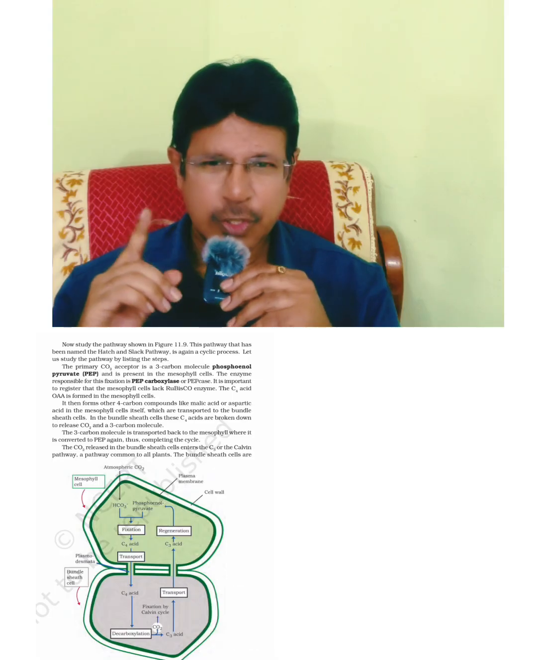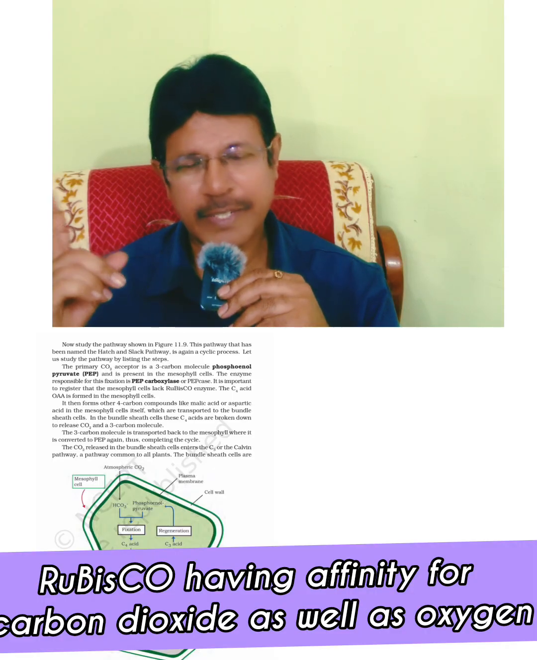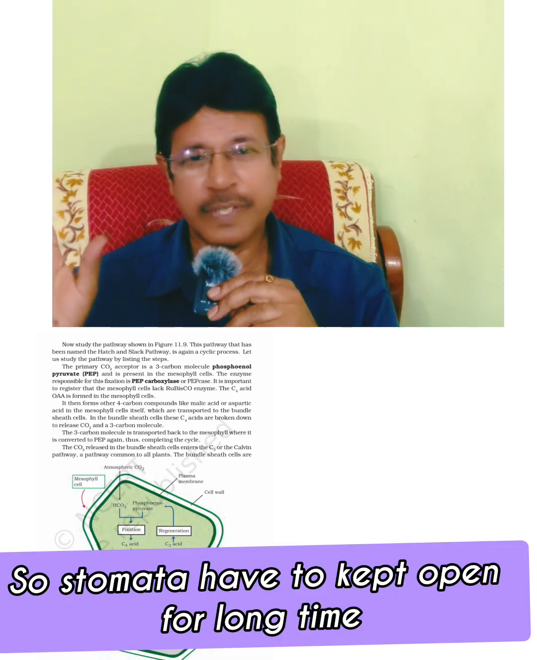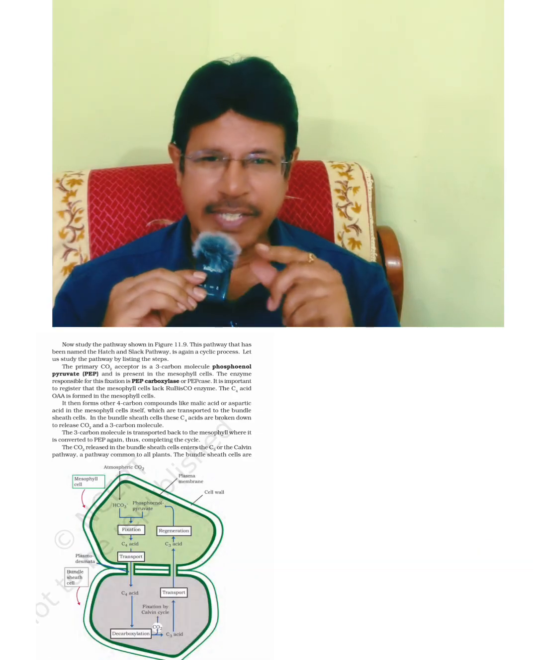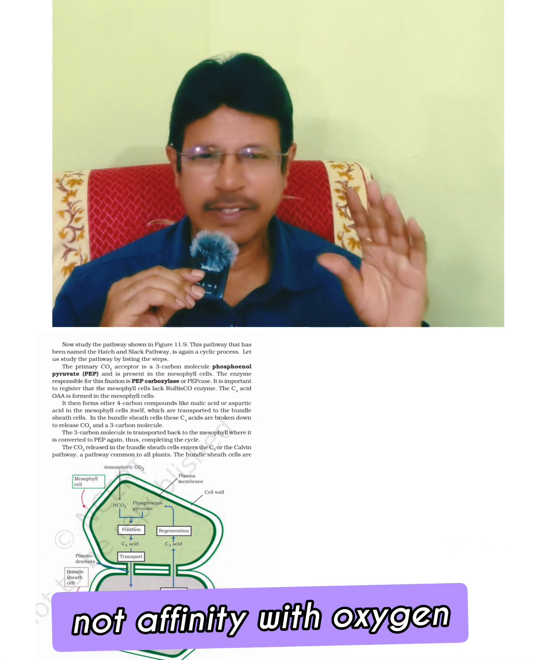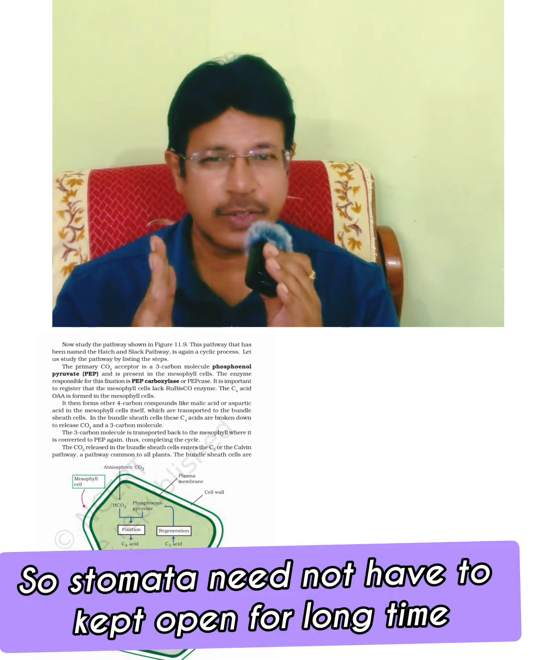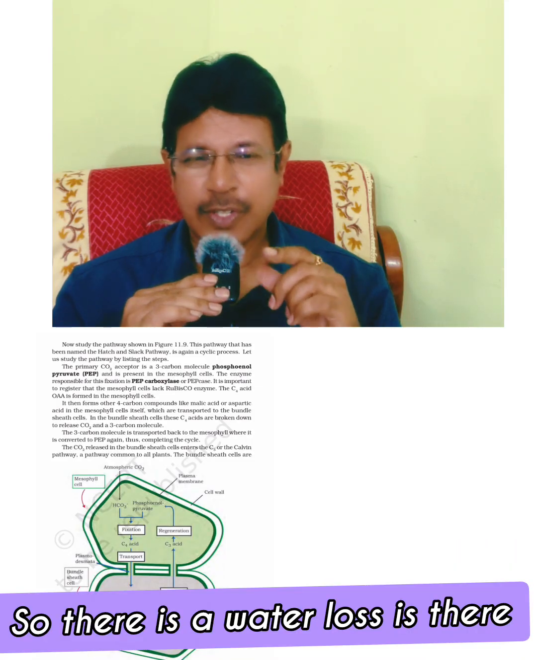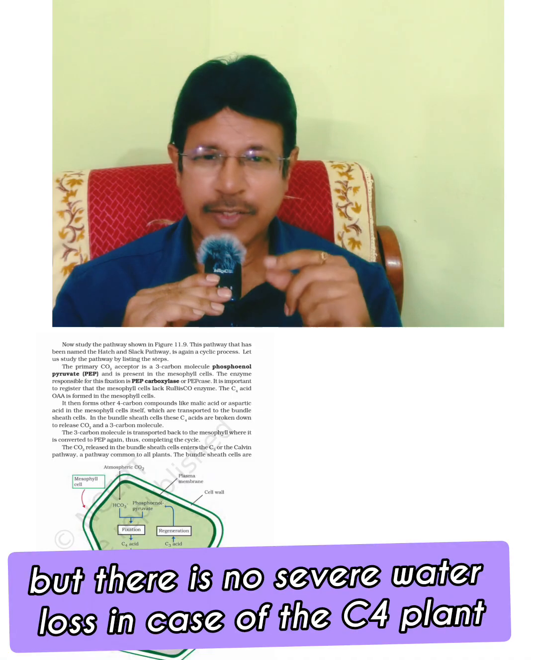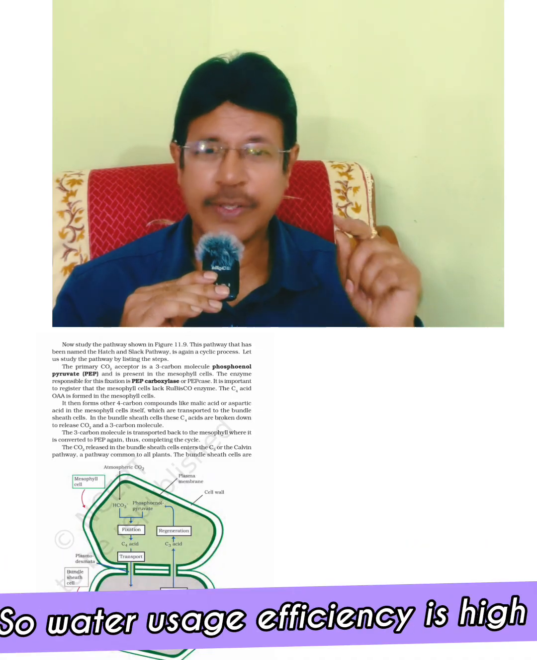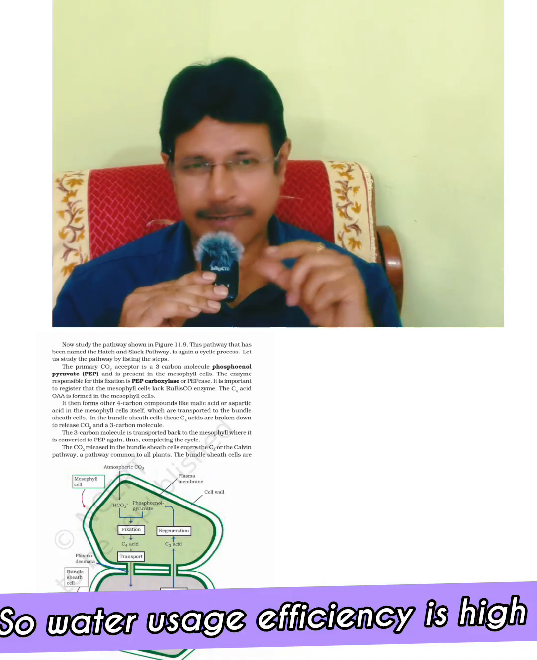Why? Rubisco has affinity for carbon dioxide as well as oxygen, so the stomata have to be kept open for a long time. Here PEPcase has affinity only for carbon dioxide, not for oxygen. So the stomata need not be kept open for a long time. There is water loss, but no severe water loss in the C4 plant. So water usage efficiency is high.